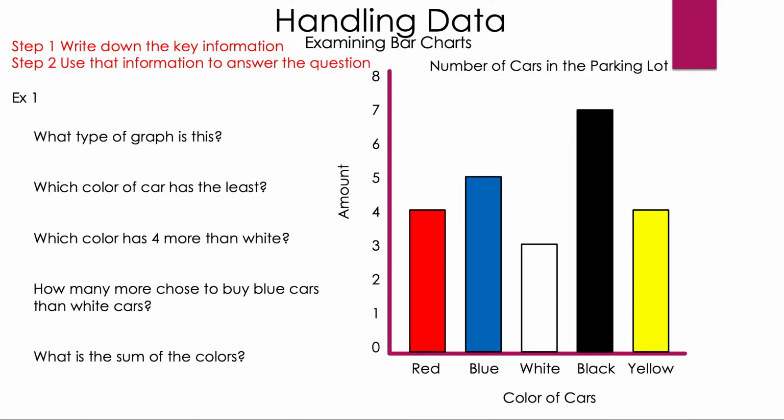The first thing you need to write down is the amount of each section. So let's take a look at the red. We're going to draw a line from the top to the amount, and that is 4. We're going to keep going. Blue, which is 5. White, which is 3. Black, which is 7. And finally, draw a line or use a ruler to figure out what the amount is. And the answer is 4.